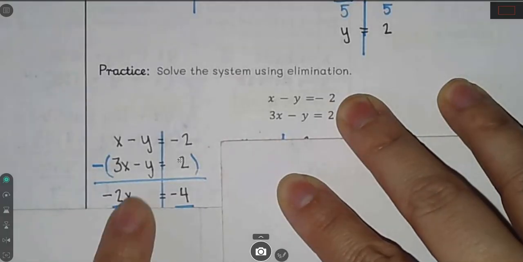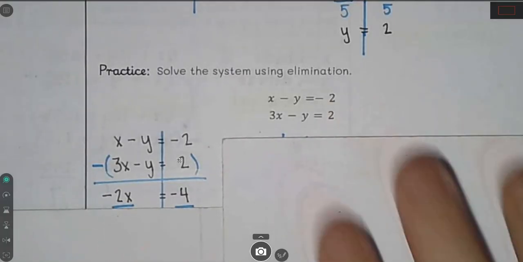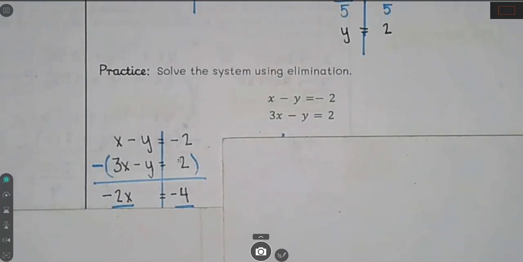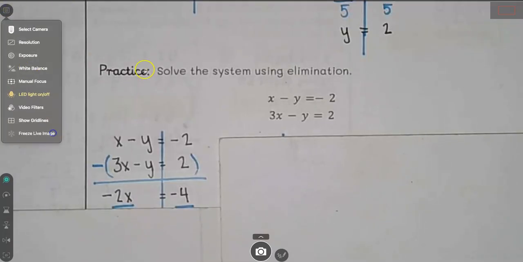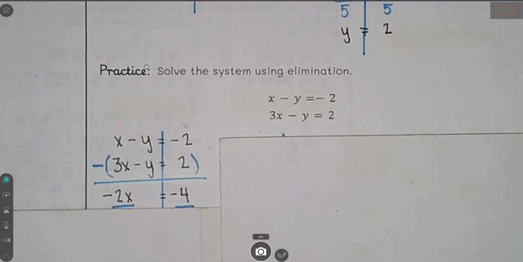So now we have negative 2x equals negative 4. Can you guys take it from here? Please solve for x and y. Give me your answer as an ordered pair. You just had x. We'll solve for x first, then solve for y. Is that 2? Just put it on your whiteboard and hold it up. Ordered pair. Give me x and y.